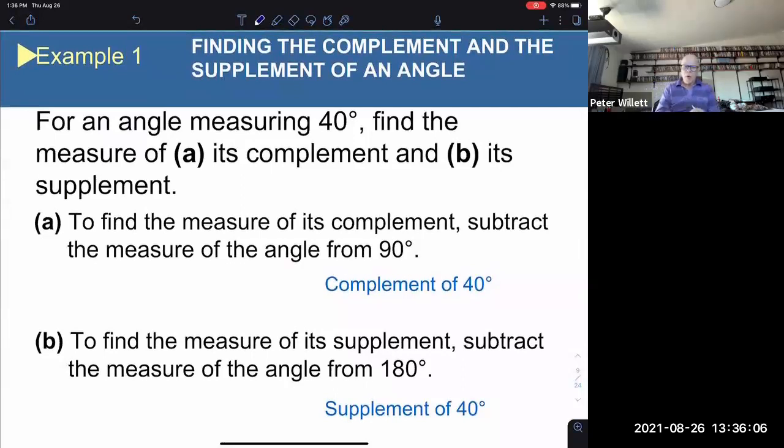All right, so now we're going to introduce some more vocabulary. We have complement and supplement. And it says, as in this example, for an angle that's measuring 40 degrees, find the measure of its complement and its supplement. So they're just telling you how to do it, and that's their way of defining the words, which seems kind of simple, but also silly to me. So to find the measure of its complement, subtract the measure of the angle from 90.